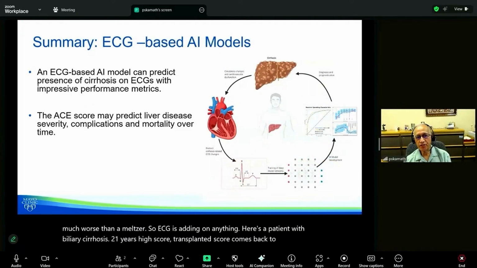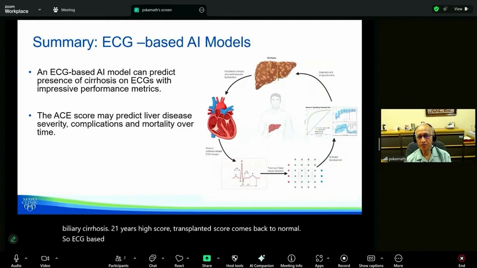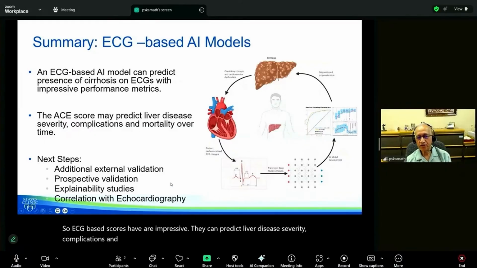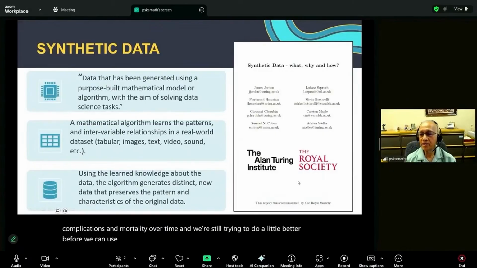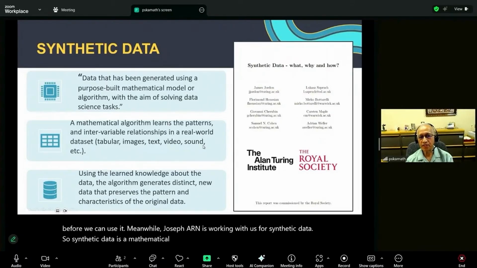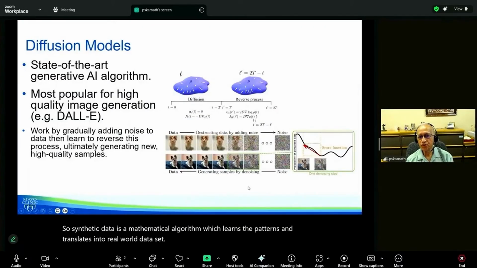So ECG-based scores are impressive. They can predict liver disease severity, complications, and mortality over time. And we're still trying to do a little better before we can use it. Meanwhile, Joseph Ahn is working with us on synthetic data. Synthetic data is a mathematical algorithm which learns the patterns and translates into a real-world data set. So let's look at this. Trying to make it simple here.